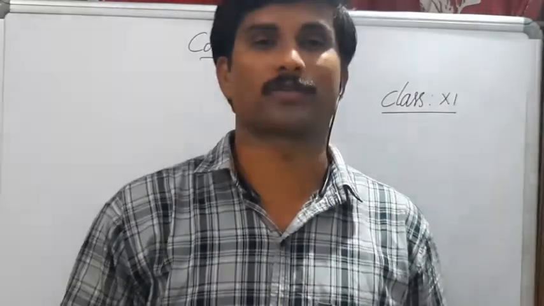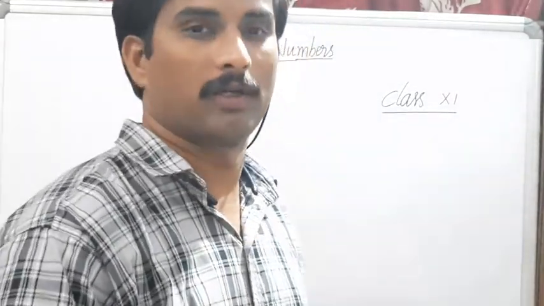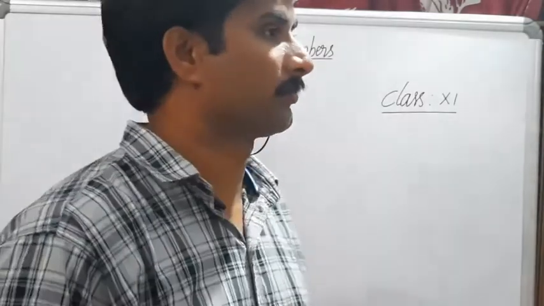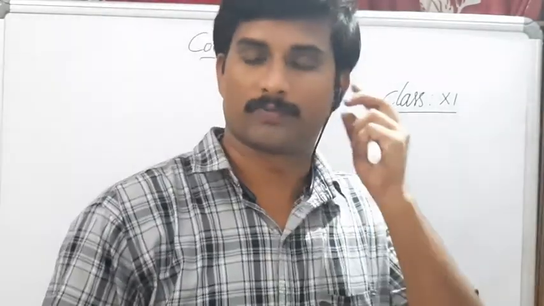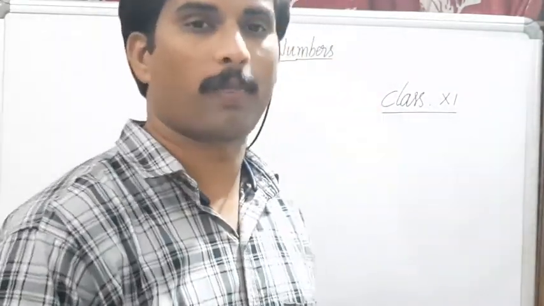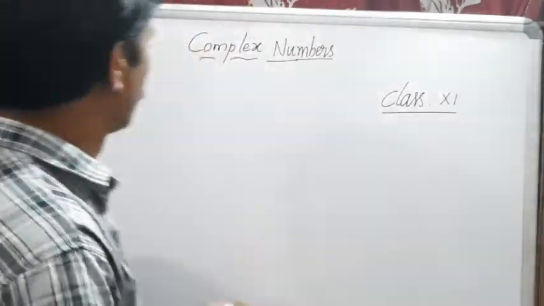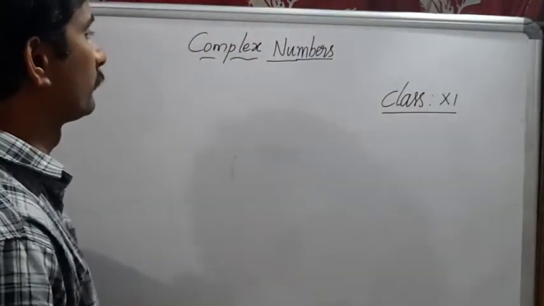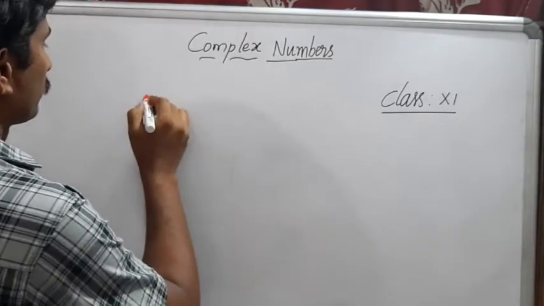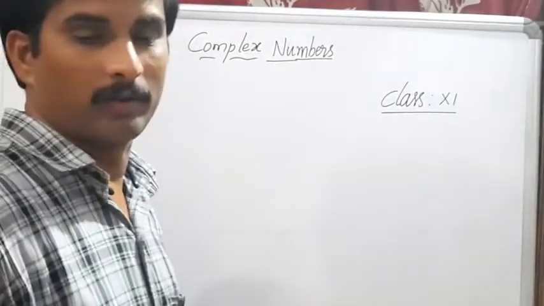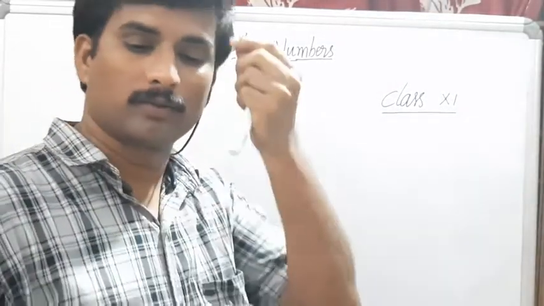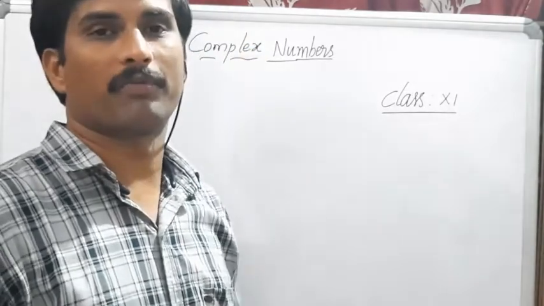Now we are going to discuss the continuation of complex numbers. This is exercise 5.1 problems. The first one: express each of the following in the form a plus ib.